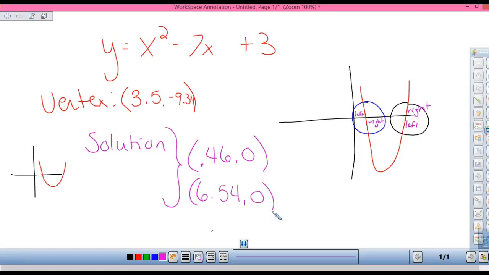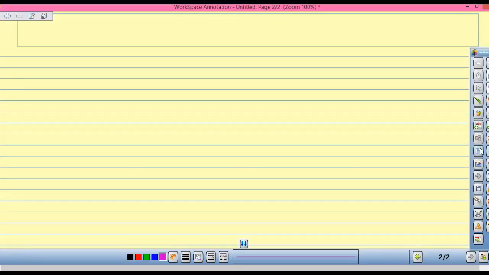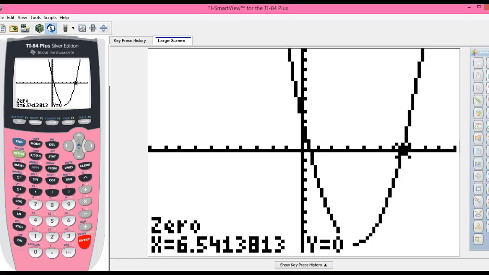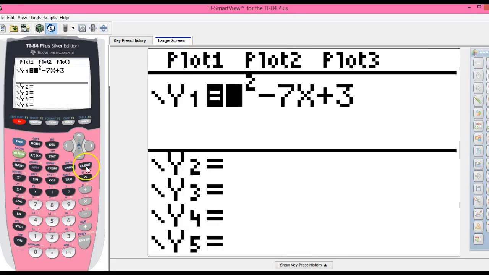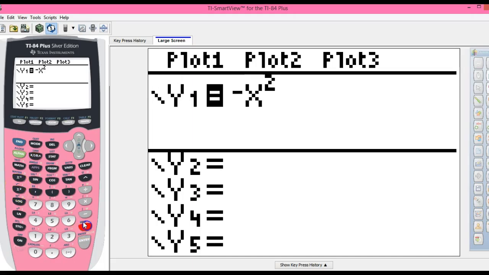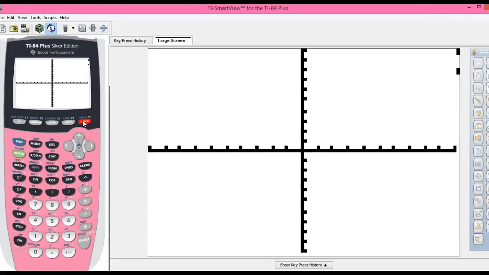Okay, it's a lot of button pushing, right? Yeah, for sure. Okay, so now let's look at this one. Oh, I hate that one. Y equals negative x squared plus 4x minus 5. So we're going to our calculator. Y equals, clear that out, negative x squared plus 4x minus 5. We're going to take a look at our graph.